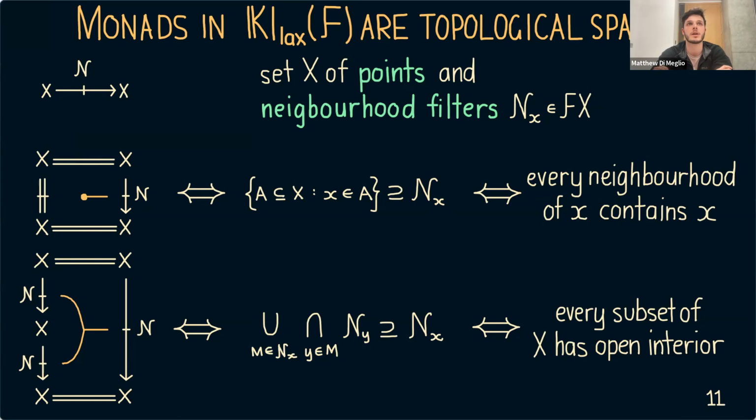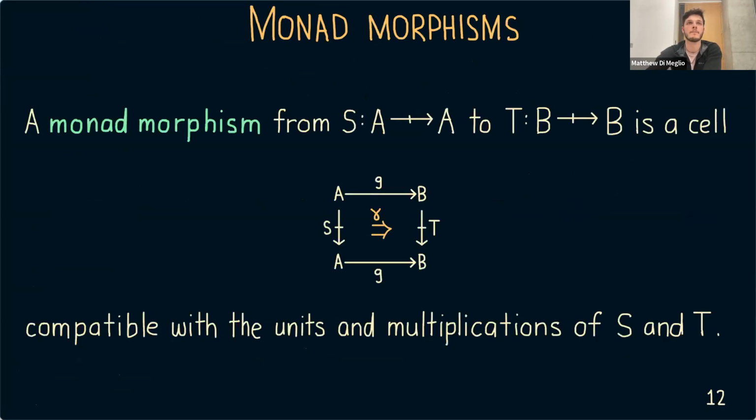Yeah, I think it's very cool that monads in a certain double category give you topological spaces. Okay, I've said what the monads are, but the point of the talk was to talk about morphisms and retromorphisms. So here I'm going to introduce what the monad morphisms are.